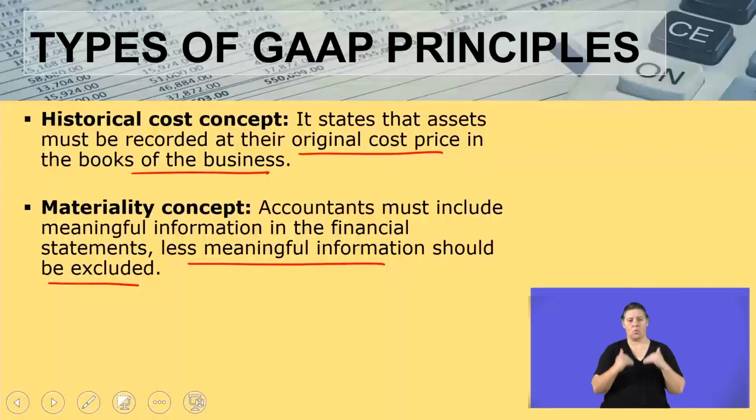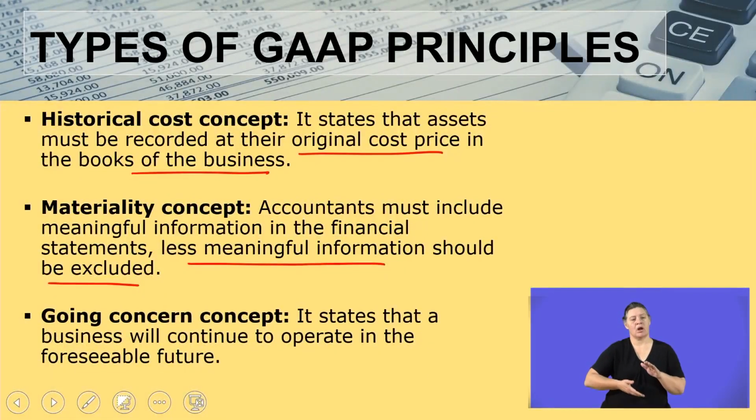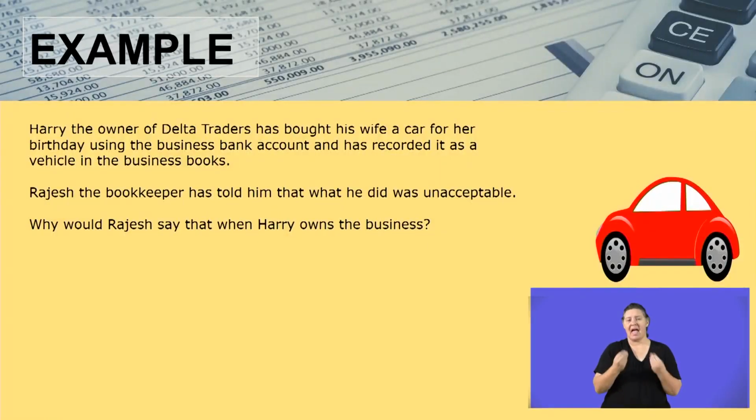I'm going to go on now to the going concern concept, which says that a business will continue to operate in the foreseeable future. What does that mean? It means when we are preparing our statements, when we are doing business, we are doing business with the idea that our business should continue to operate. That means our business should be there in the next year, in the next few years. Going concern concept. All right, I have an activity that I want to do with you here.